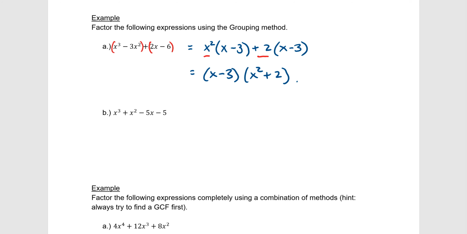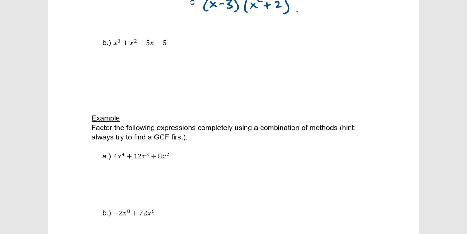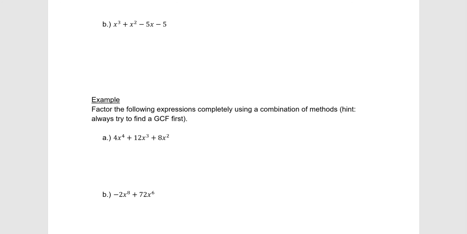And that is your final factored form. Next one, there's actually a little bit of an issue with the next one. We have x cubed plus x squared minus 5x minus 5. So it looks pretty similar, but we cannot put the parentheses like that.